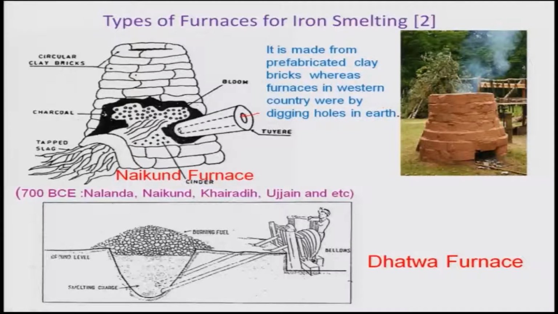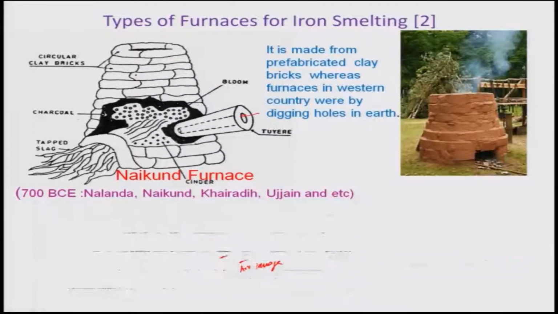There is another, the Dhatwa furnace. If you look here, the smelting charges are there, again made in the ground, and then these are the burning coals, and you have a bellows here that gives the air. Air comes through that, and one can press the bellows so that air is sucked in and goes through. These are air passages. This is another kind of furnace which was there in ancient India.